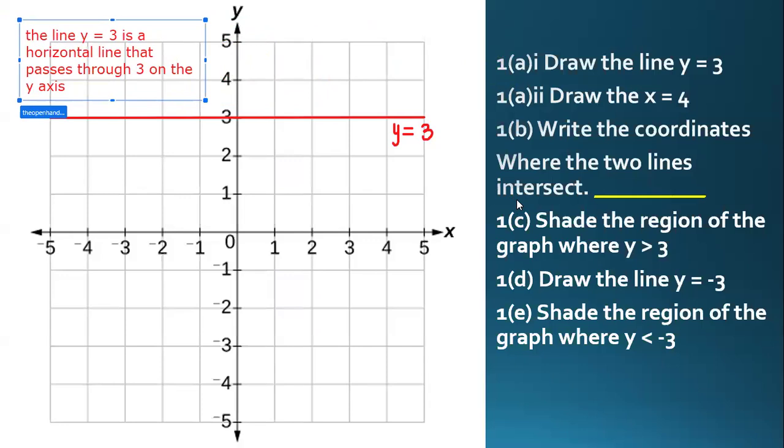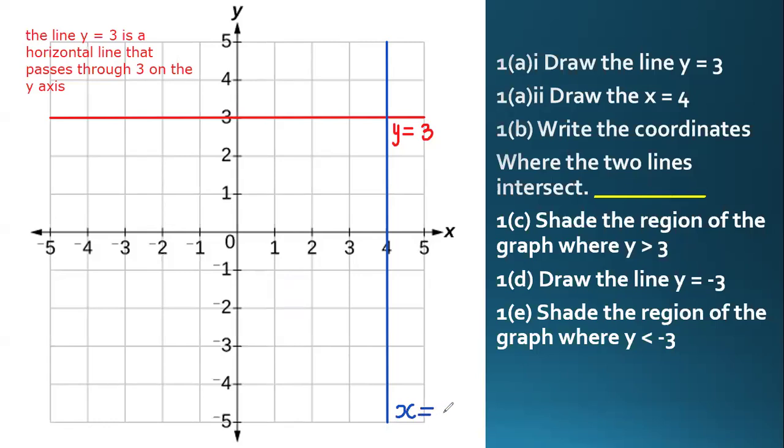So we have x is equal to 4. So x equal to 4 is going to be this one. I'm going to use a different color. Let's use, say, blue. So x equal to 4 is going to be this guy right there. X is equal to 4. So y is equal to 3 is going to be a horizontal line that passes through 3, and x equal to 4 is going to be the vertical line that passes through 4.